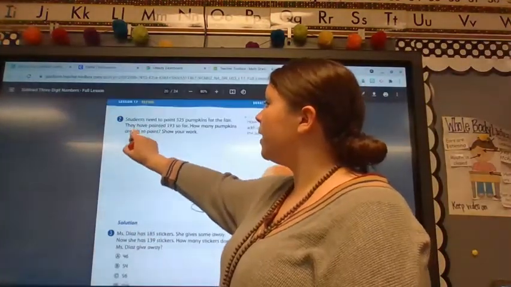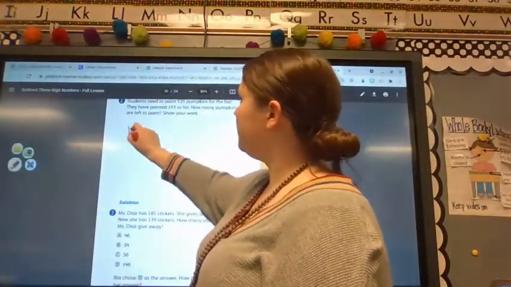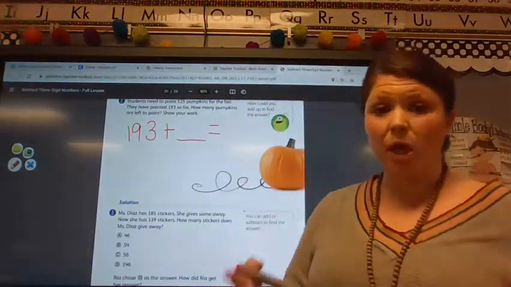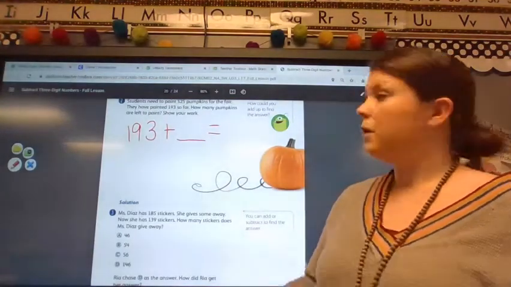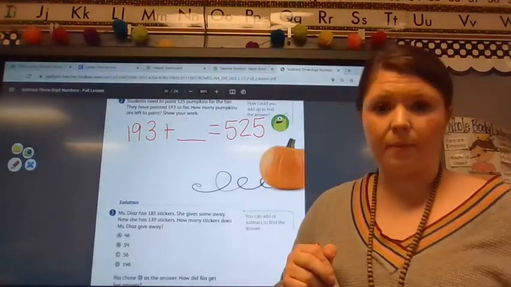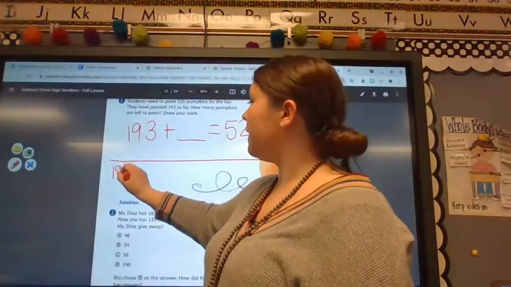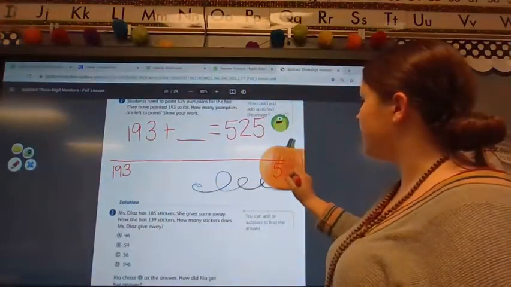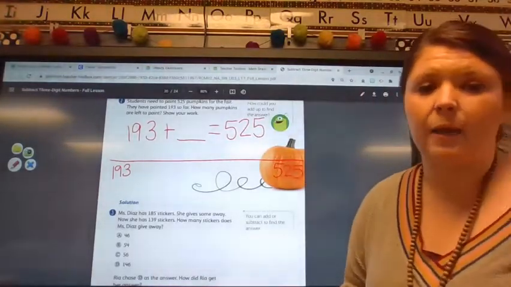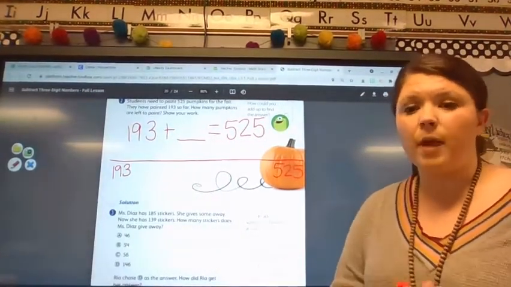So if we have 193 pumpkins, and I add the pumpkins that still need to be painted, what's my total number of pumpkins? 525. So let's start at 193 and let's add up to get to 525. All right, I want you to go ahead and practice adding up. So go ahead and pause the video and add up to find that missing part. Then we will come back and check.